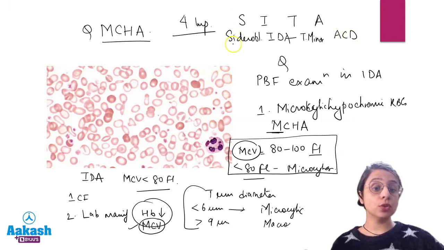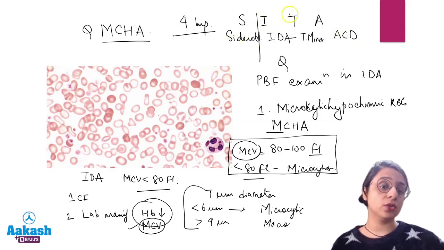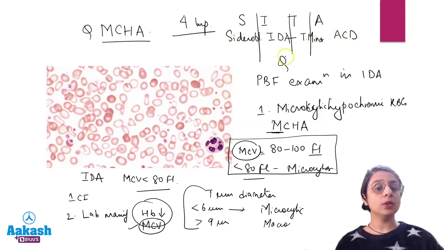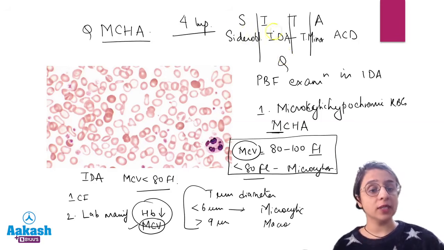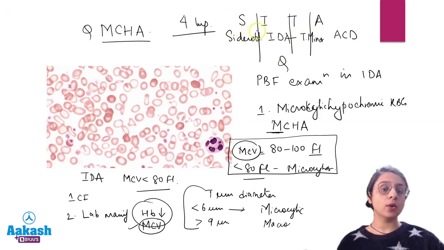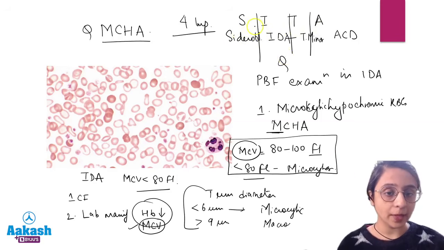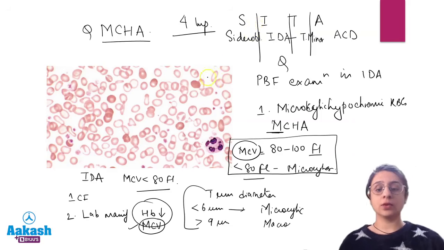Now students, you should know how to differentiate each of these. Very, very important. How will you differentiate the four important causes of microcytic hypochromic anemia? So MCV will be low in all these conditions, right? We will also discuss the difference between them as well. But let's concentrate on the microscopy.